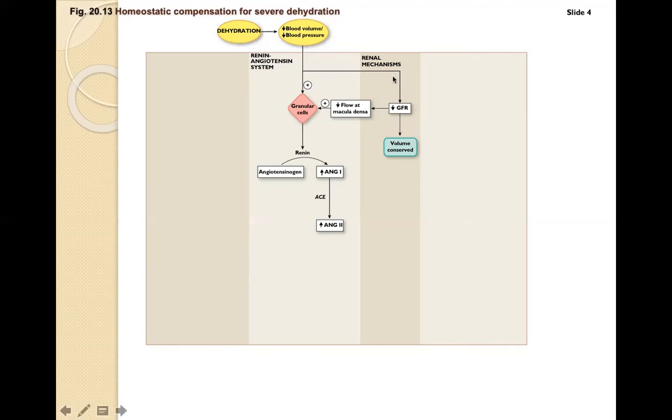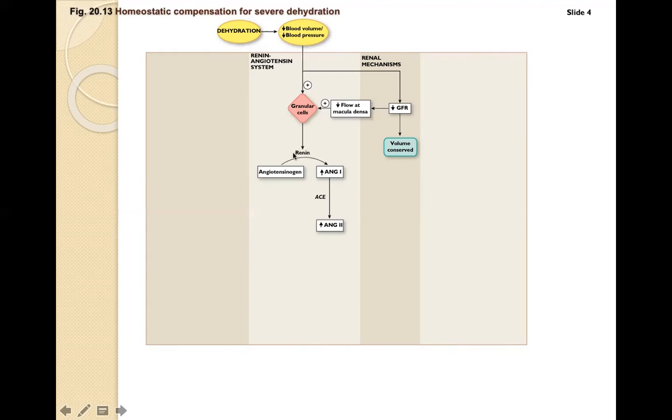Secondly, that decreased GFR is going to be sensed by the macula densa. You have decreased flow at the macula densa, and that's going to stimulate the granular cells to produce renin. And if you remember from our renin-angiotensin-aldosterone section, decreased blood pressure also has a direct effect on the granular cells to produce renin. So now we have two inputs that are saying increase renin production.